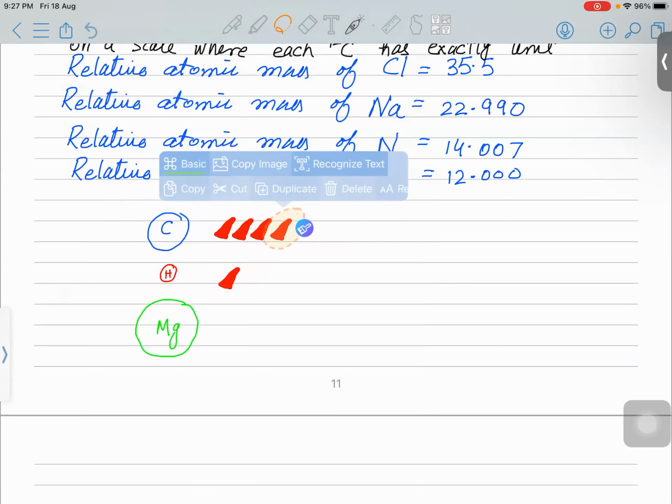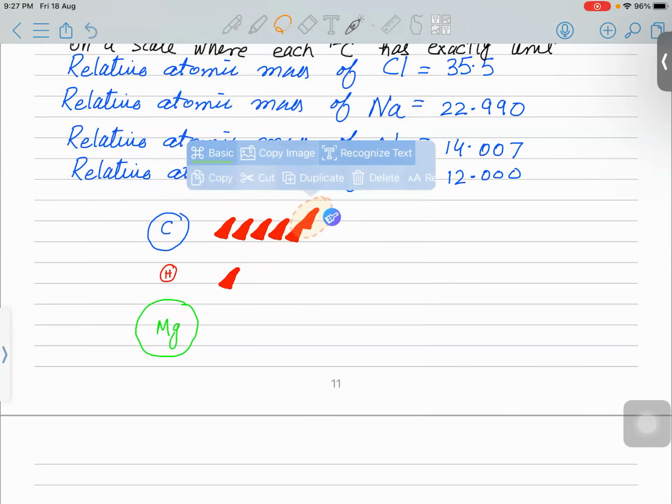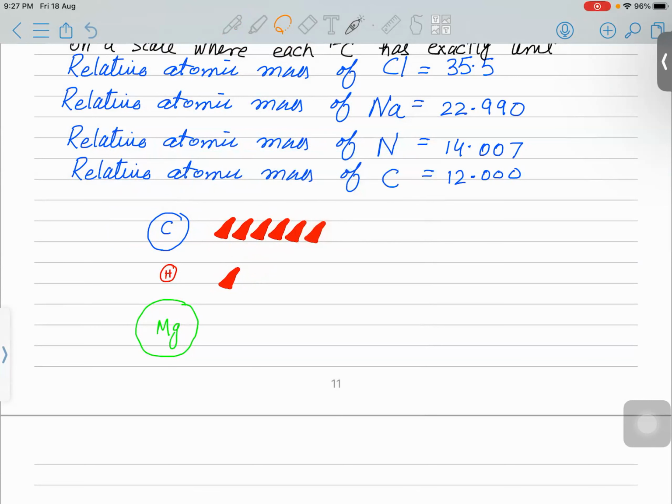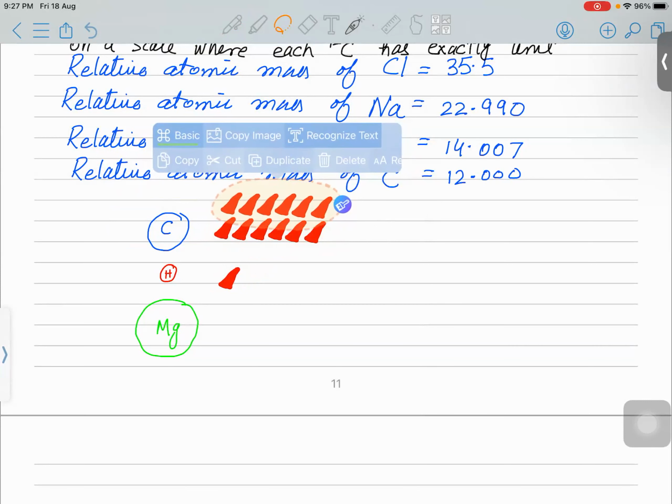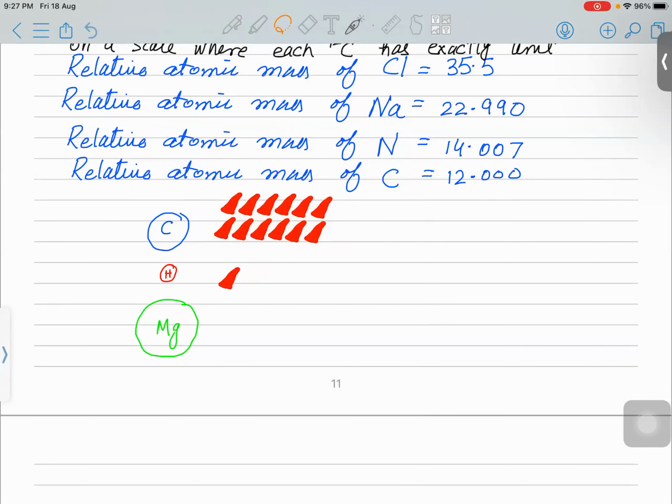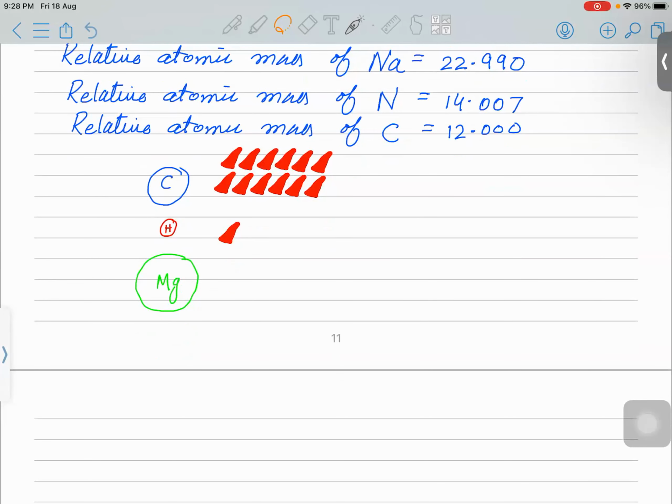Three, 4, 5, 6. So carbon has 12 pieces. Now you can easily compare one part of carbon with the hydrogen. Hydrogen is lighter than one part of the carbon, right? So this comparison gives the mass of hydrogen. That's why it is called relative atomic mass, because we compare the mass of hydrogen with the carbon 12.